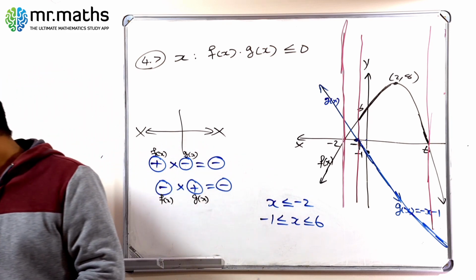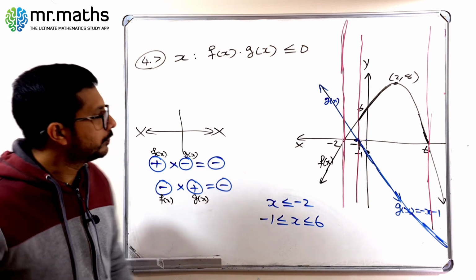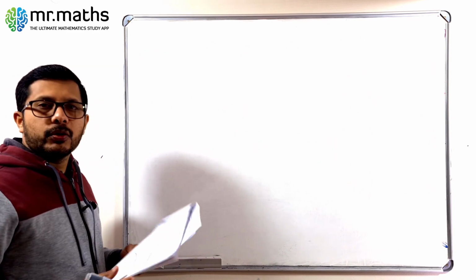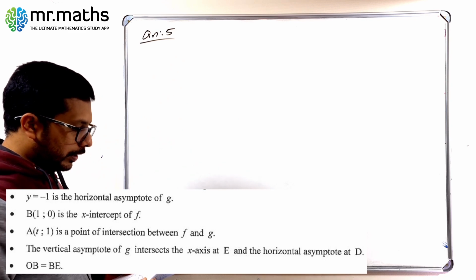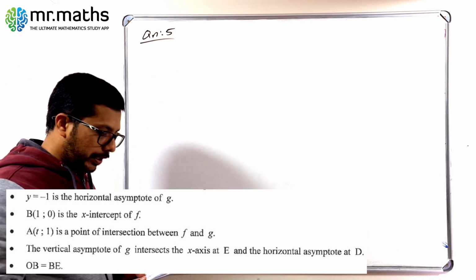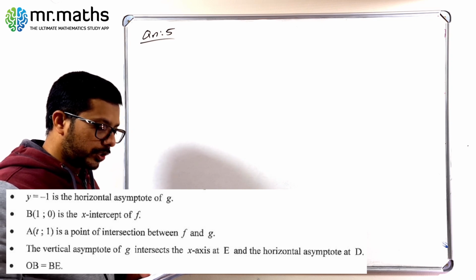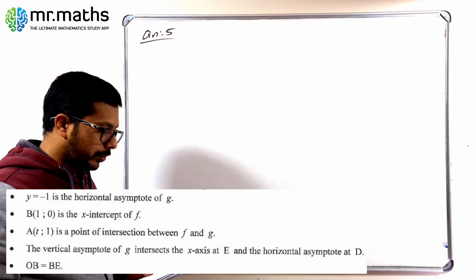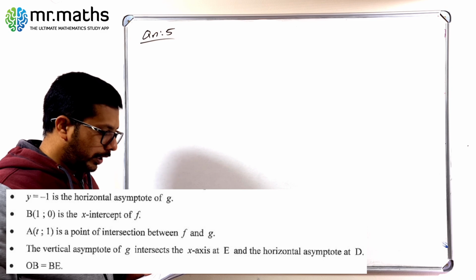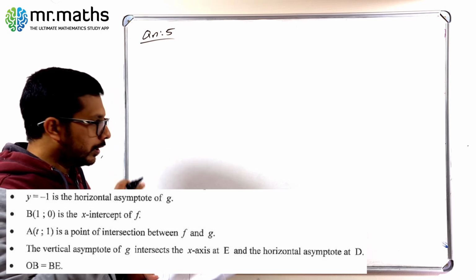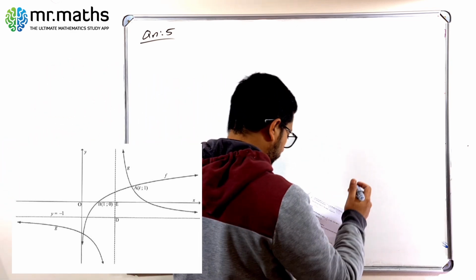Now let's go to question number 5. Question number 5. What is that one? The diagram below shows the graph of g of x is equal to 2 divided by x plus p, plus q, and f of x is equal to log x to the base 3. Y is equal to -1 is the horizontal asymptote of g. B, 1 comma 0, is the x-intercept of f, and a t comma. Okay, after we draw that graph, then we can explain that one. So let me draw that graph first.